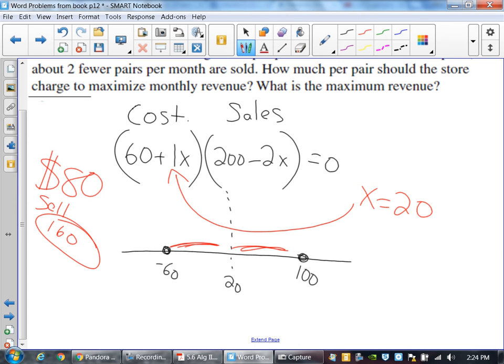The midpoint is your axis of symmetry. There's your x value. Your x value then goes to here and here to tell you what you should sell it for and how many you're going to sell. That's it. Look at the next one. Very similar.